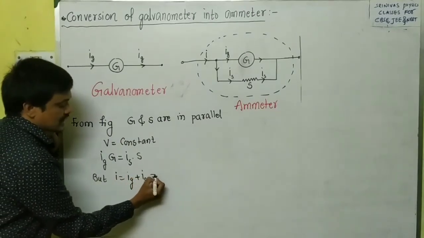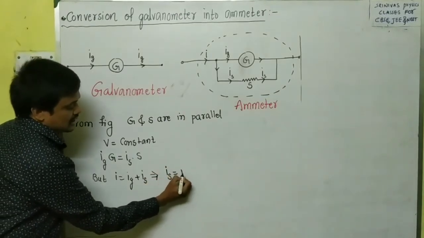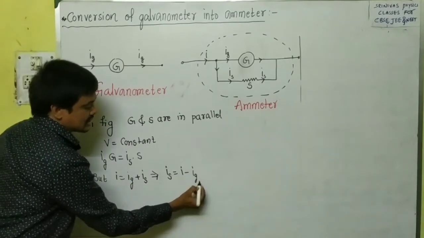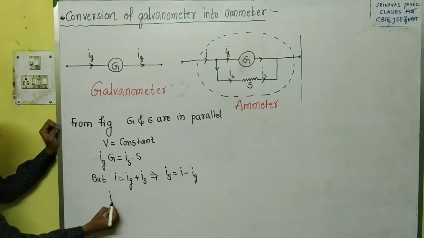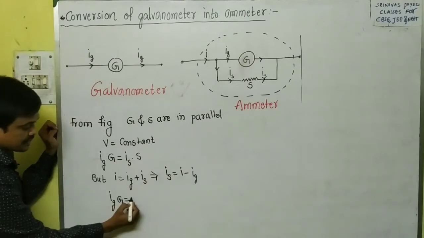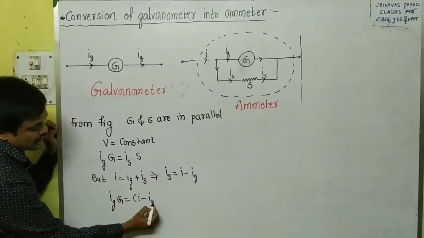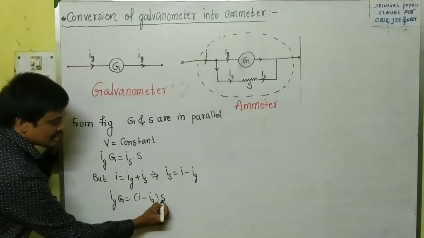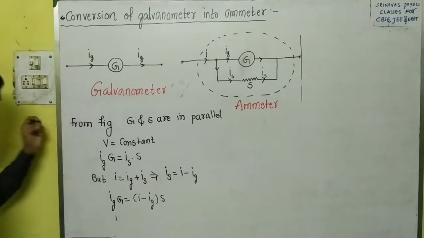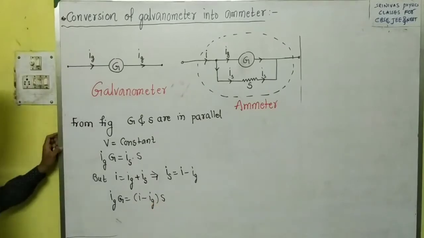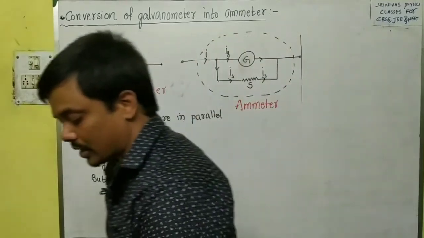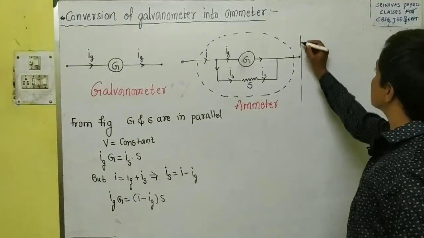From this we write the formula for Is. Is equals I minus Ig, taking Ig to the left side. This we substitute in the above equation, then we get IgG is equal to Is, which is I minus Ig, into S. Now we have to simplify this a little bit. Or otherwise, if I want to derive the formula for S, the shunt resistance, how much shunt resistance we have to connect, then that we can directly write. Just simple it is.